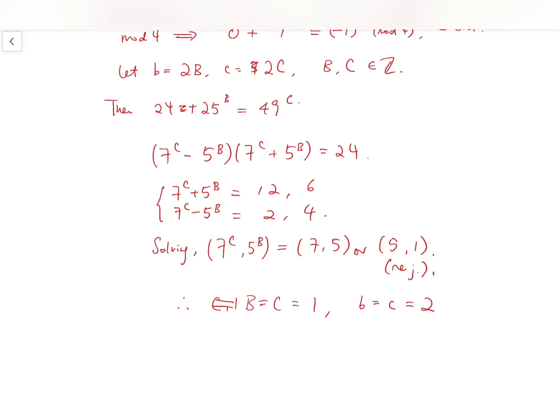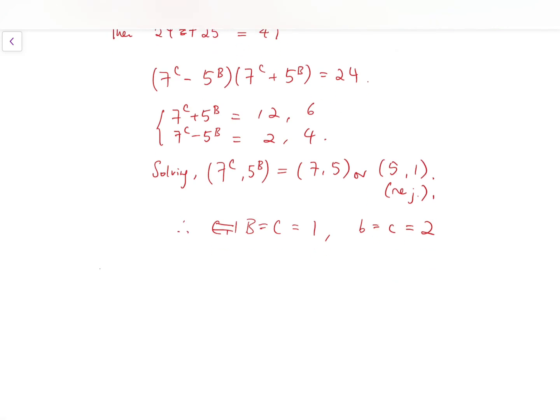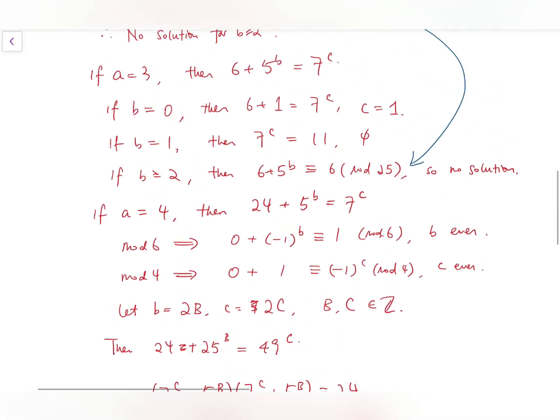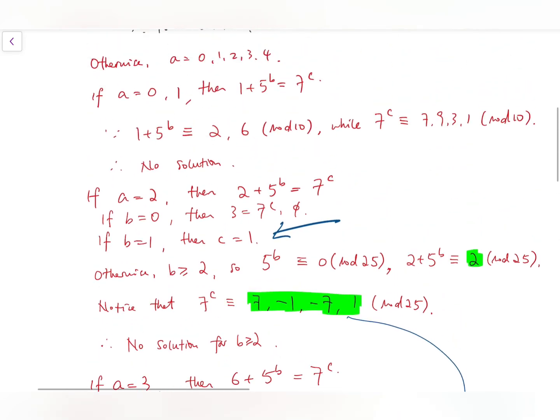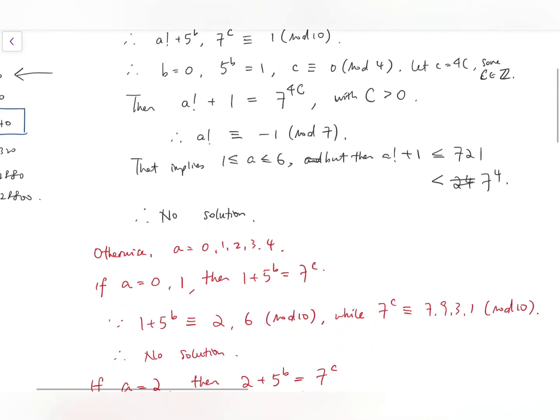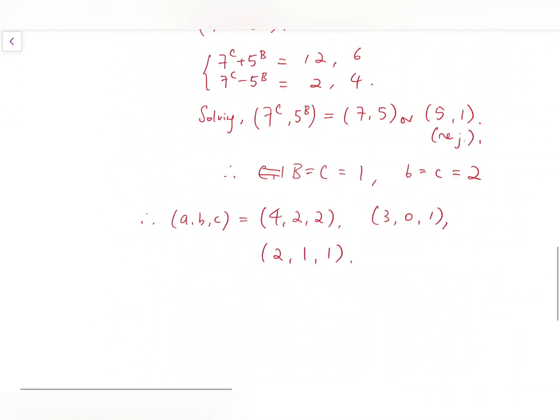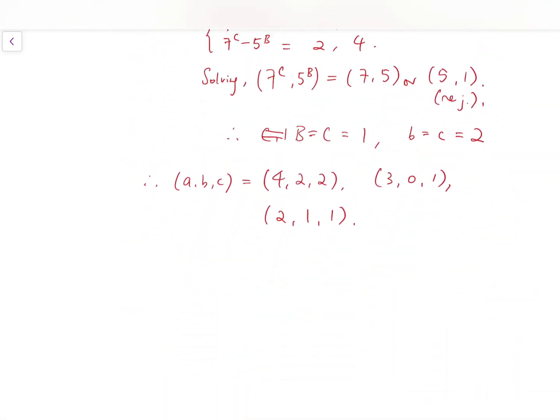So combining all the cases, we have 4, 2, 2, and then for the case above we have 3, 0, 1, and then 2, 1, 1, and for a equals 0 and 1, and for a at least 5, we have no solution. So these three triples are our only answers.